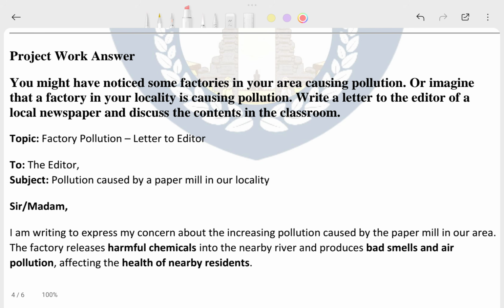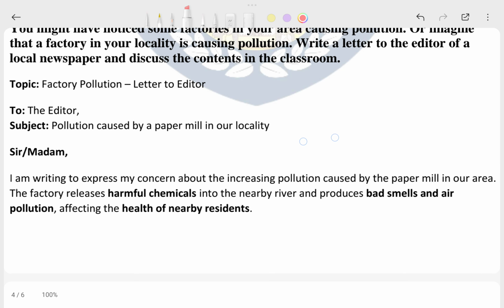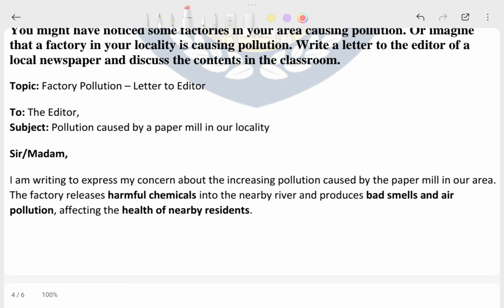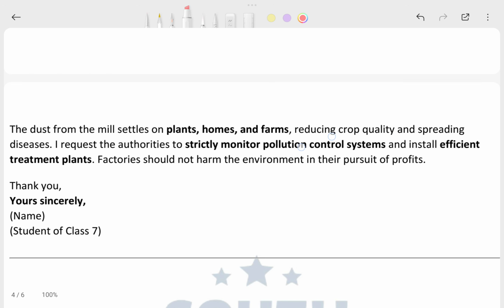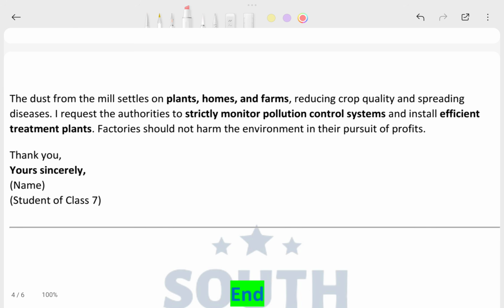So here you can see the project work answer. It is a project work, and you can read this project work, and this is the answer to that project work. And if you have any doubt in this session, then definitely you can match it with your textbook. I hope this chapter is clear to you, and each and every question answer is clear to you, and you don't have any doubt in that.